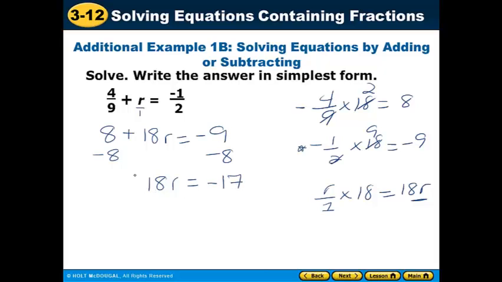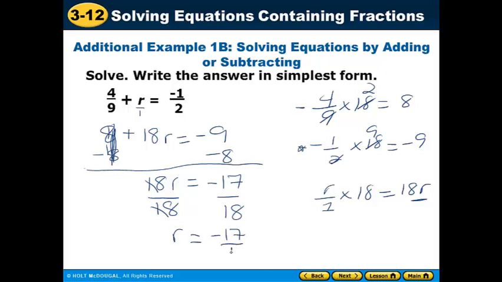Then divide by 18. These guys cancel. Let me put a line here. Okay, these guys cancel each other out. Bring down 18r. Next step will be to divide by 18. And r is equal to negative 17 over 18.